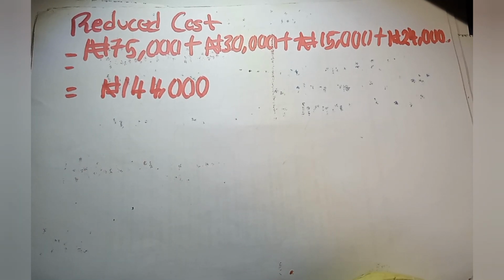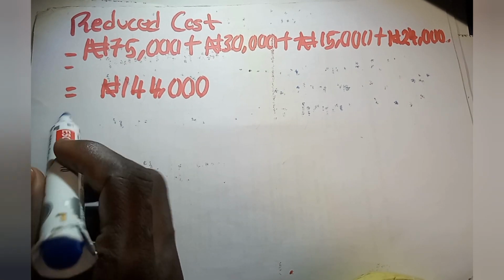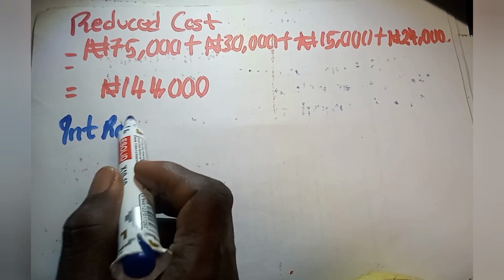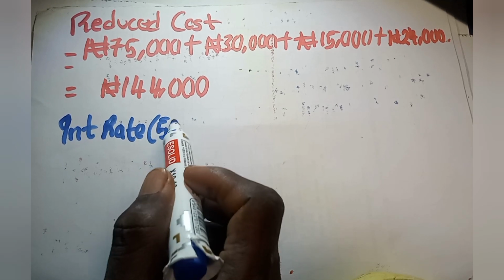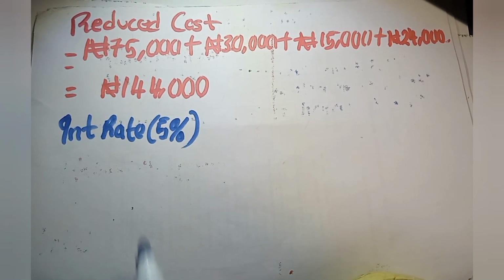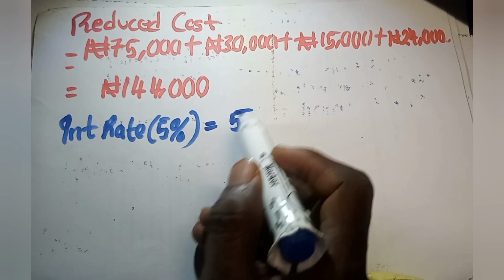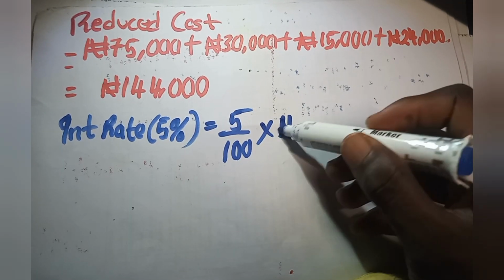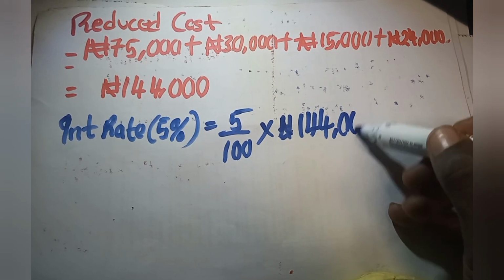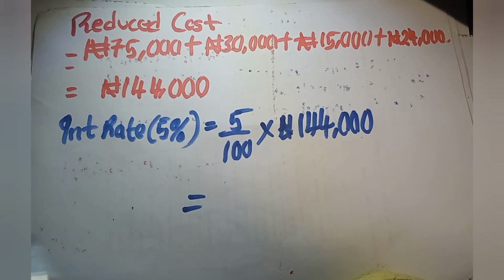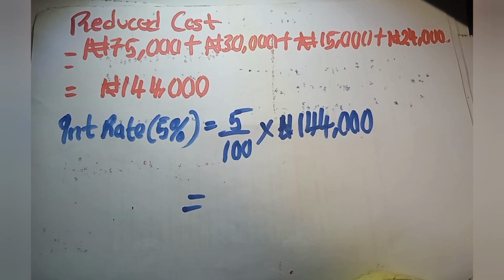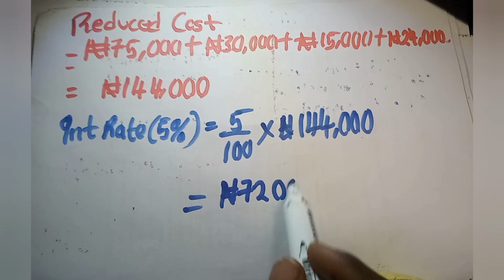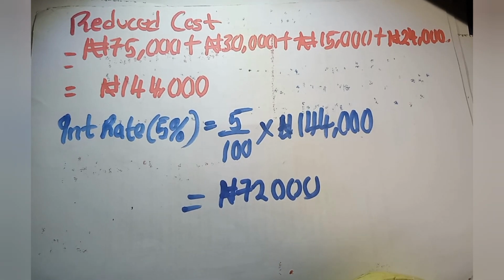So I'm going to be estimating the ruling interest rate on this. Interest rate of 5%, don't forget. I'm going to be having 5 over 100 multiplied by 144,000 naira. That will give me 7,200.